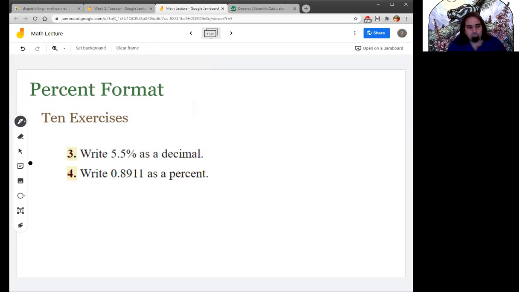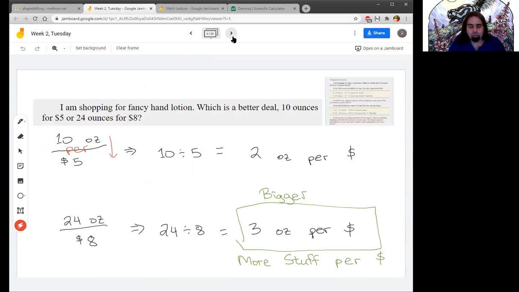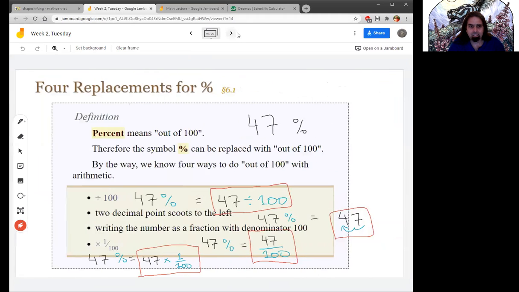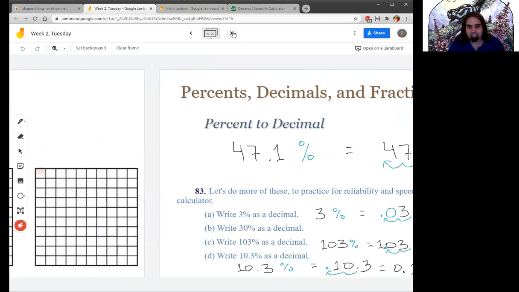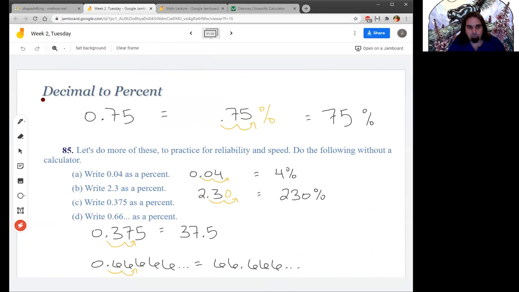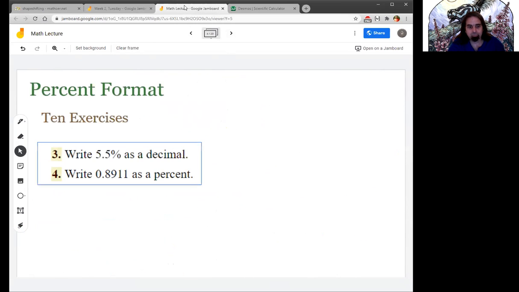Okay, rip-lop stuff. I'm actually going to go into our lecture and find where we had rip-lop, and say, yeah, we remember rip-lop. So this was if you're going from decimal to percent, you go right. If you're going from percent to decimal, you go left.